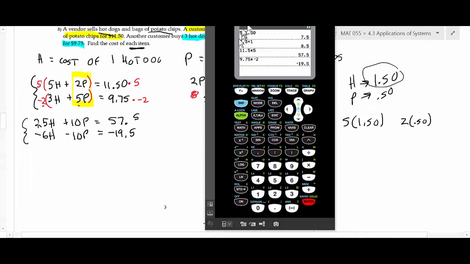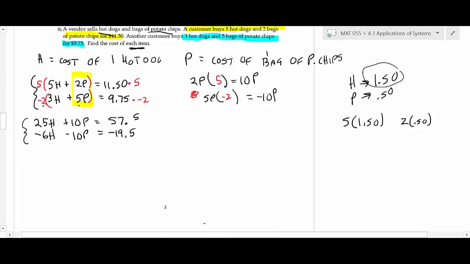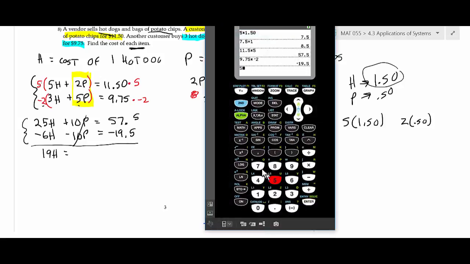Okay? All right, what do you do now? You just add them together. You add your columns together like this, so I'm just going to kind of draw a line under that. Those cancel. That's why we did what we did. 25 minus 6 is going to be 19h. Okay, then we can take the calculator if we need to and just do 57.5 and subtract the 19.5, and that will give 38.